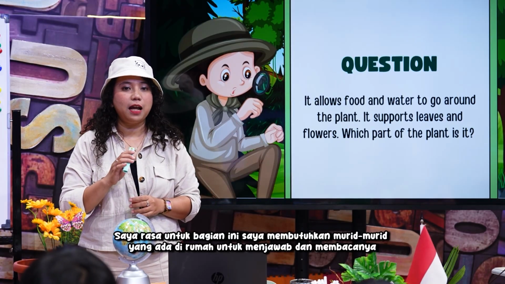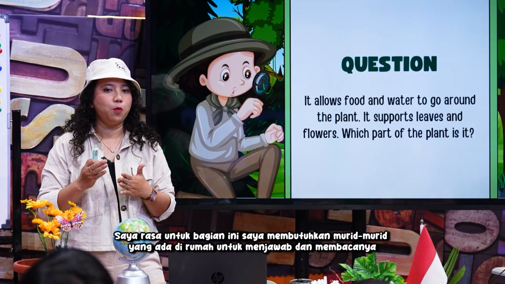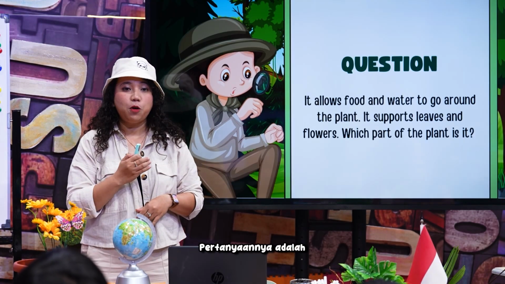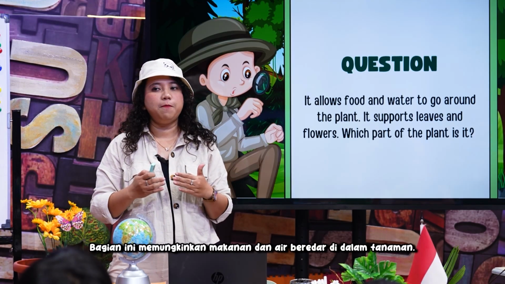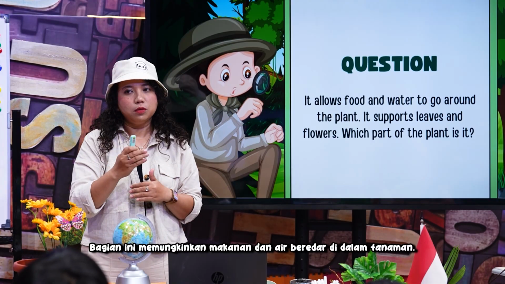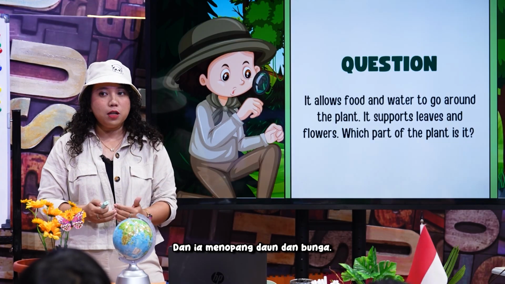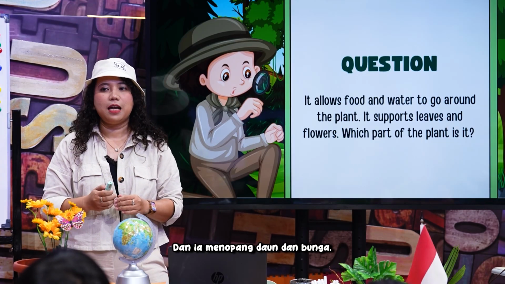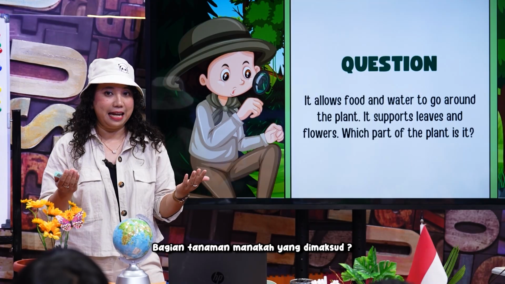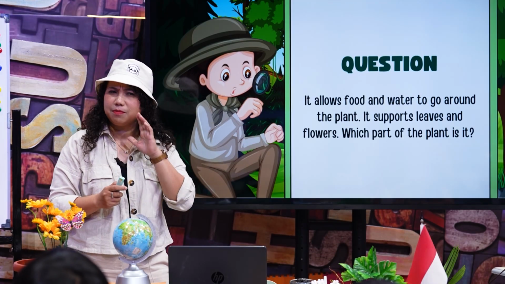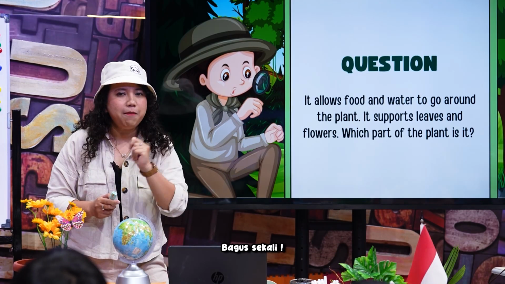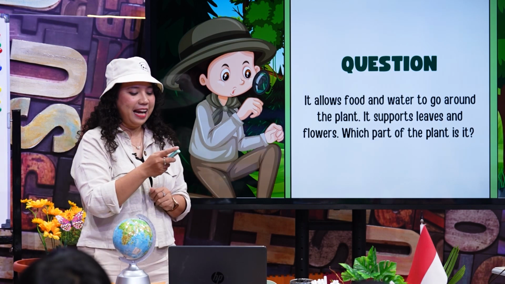I think for this part, I also need the students at home to answer. The question is, it allows the food and water to go around the plants, and it supports leaves and flowers. Which part of the plant is it? Yes? Very good. Stem. Okay.